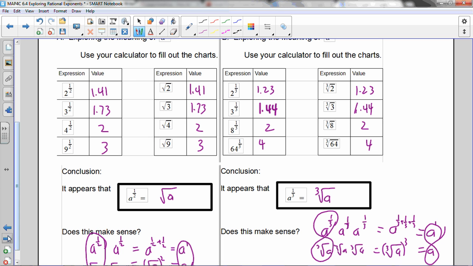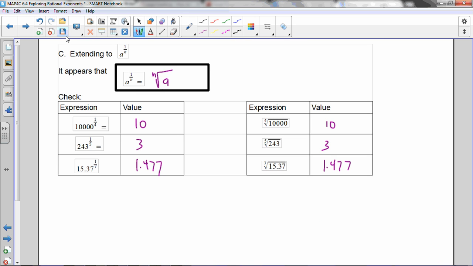And if we extend that idea, 1 over any number as a fraction exponent must be the nth root. So fraction exponents mean roots. Who'd have thunk? Who'd have thunk? And these calculator exercises check that. Hopefully that checked out.